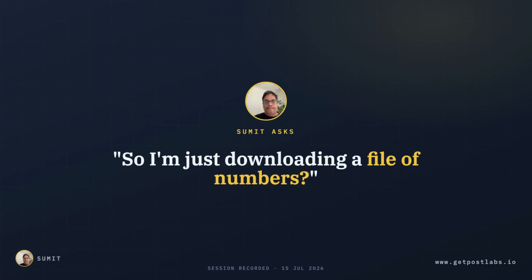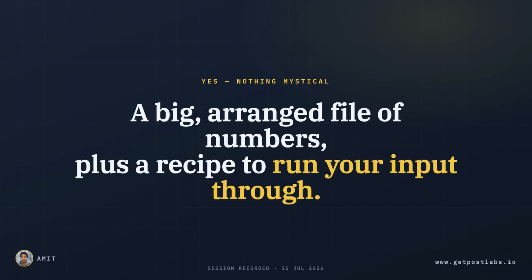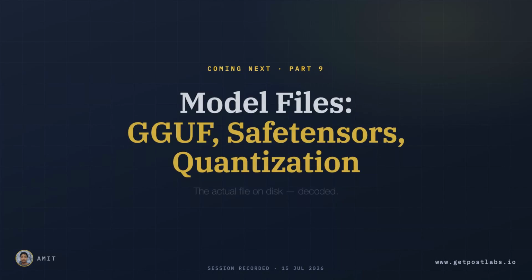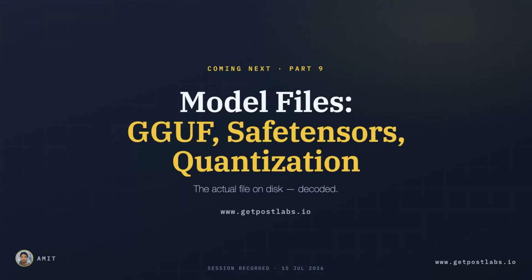So when I download a model, I'm really just downloading a file of numbers. Exactly that. A big, carefully arranged file of numbers, plus the simple recipe for running your input through them. Nothing mystical inside. And those weight files come in a few standard shapes and they can be squeezed to run on smaller machines. Next, model files and the words safe tensors, GGUF, and quantized.